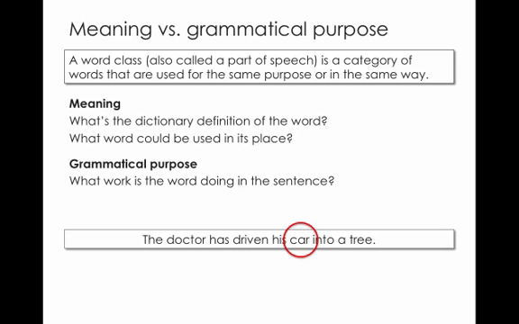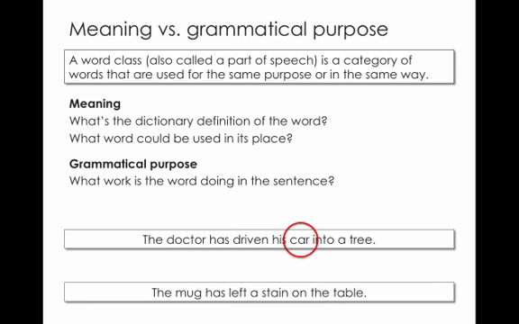Now, the grammatical purpose of the word car in this sentence is something different from its meaning, which we can see if we make a comparison between the first sentence and the second sentence here. The mug has left a stain on the table. If we look at the word stain, we see at once, of course, that the word has a different meaning from the word car in the first sentence, but the grammatical purpose of this word in the sentence is actually the same.